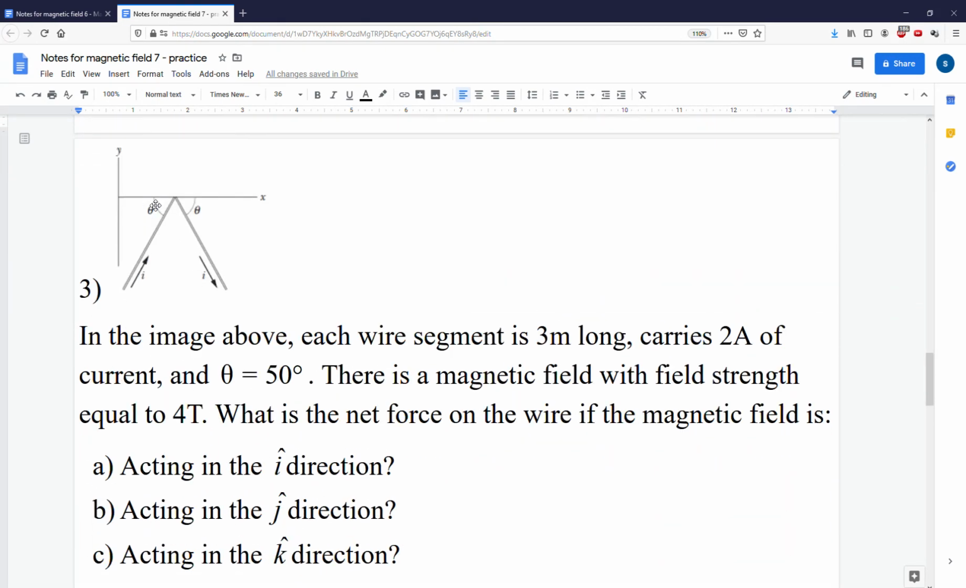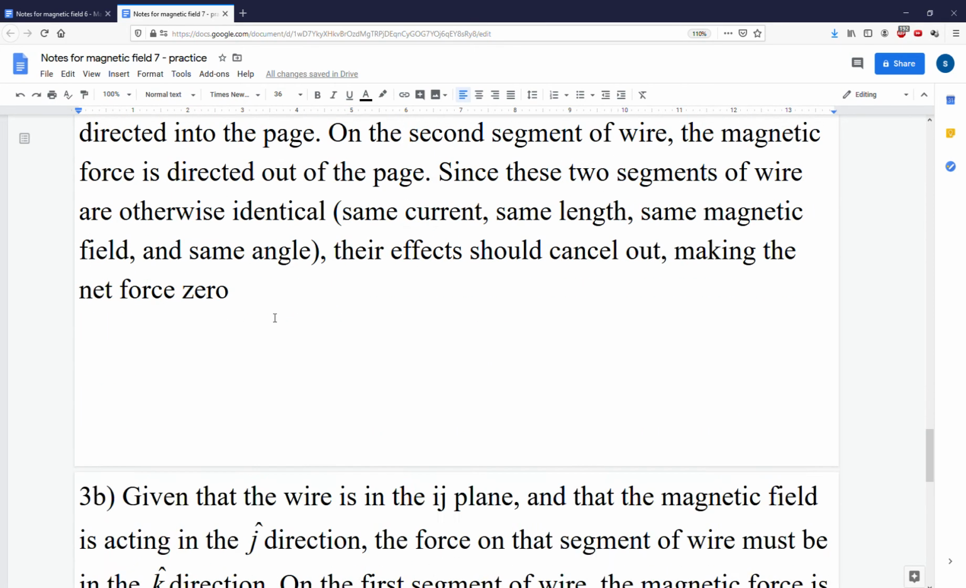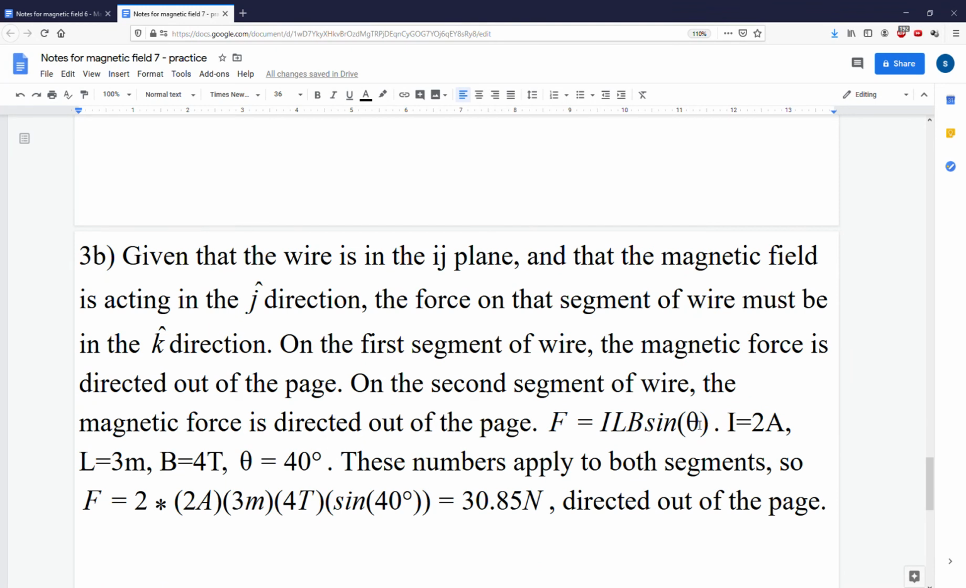See, this angle right here is given between the direction of the wire and the X direction, or the I direction. But since the direction of the magnetic field is in the J direction, the actual angle that we need to use is the complement of the angle given. So this angle given is 50 degrees, so the angle we should plug into this formula is 40 degrees.